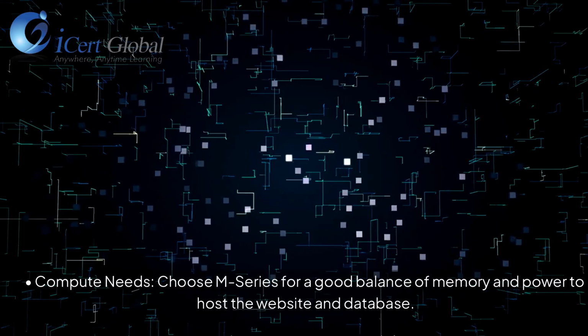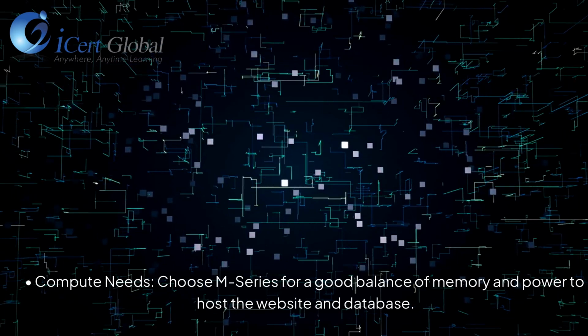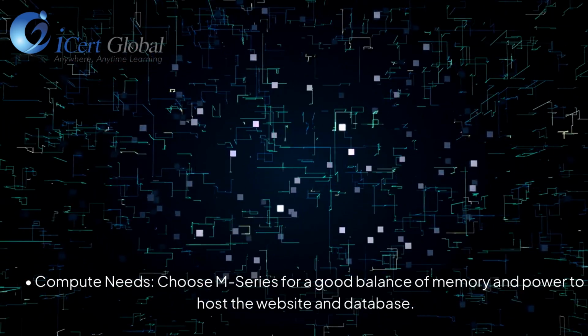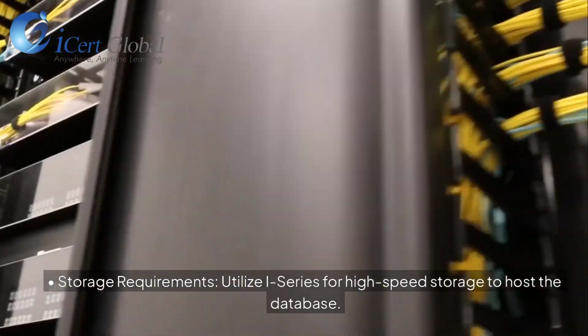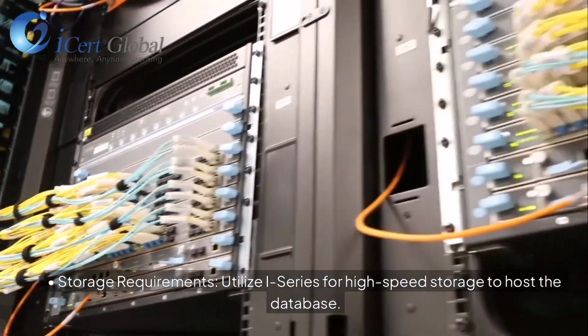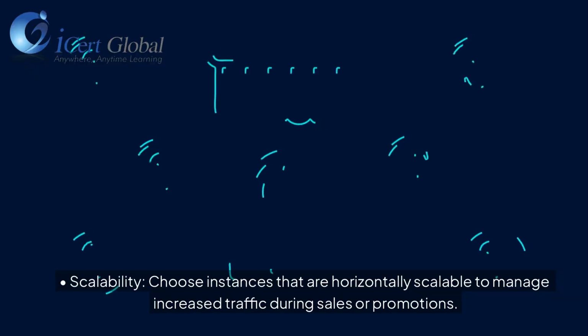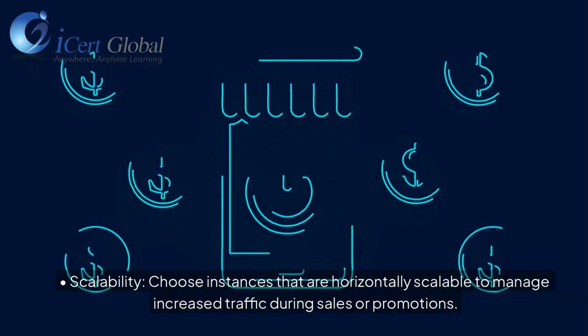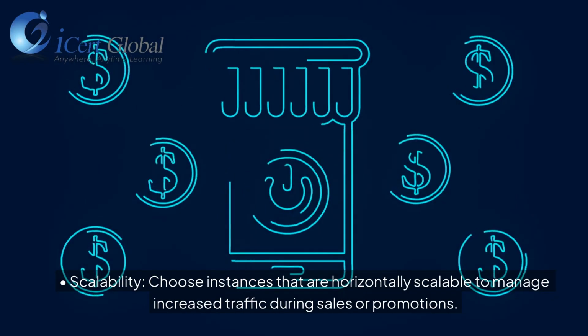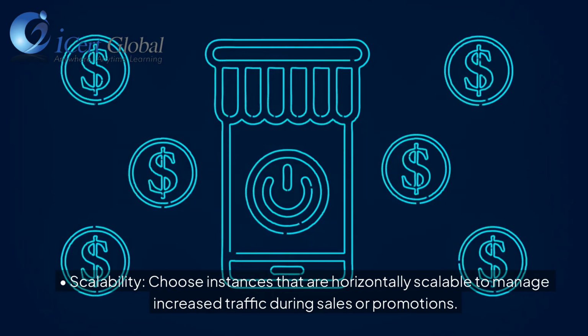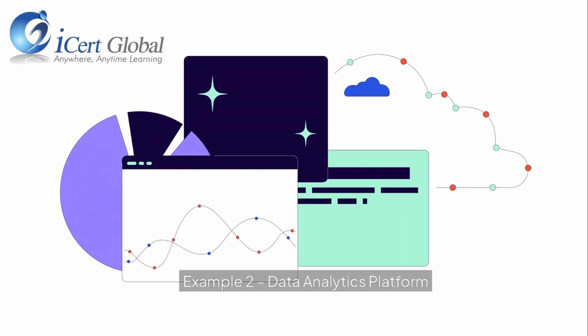Example 1. E-commerce website. Compute needs. Choose M series for a good balance of memory and power to host the website and database. Storage requirements. Utilize I-series for high-speed storage to host the database. Scalability. Choose instances that are horizontally scalable to manage increased traffic during sales or promotions.